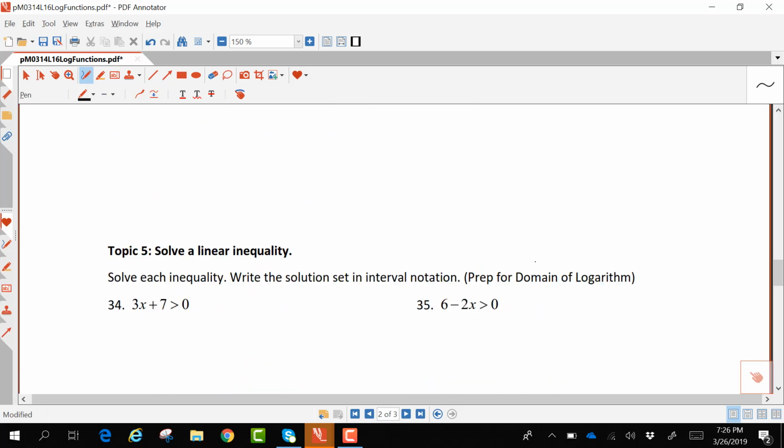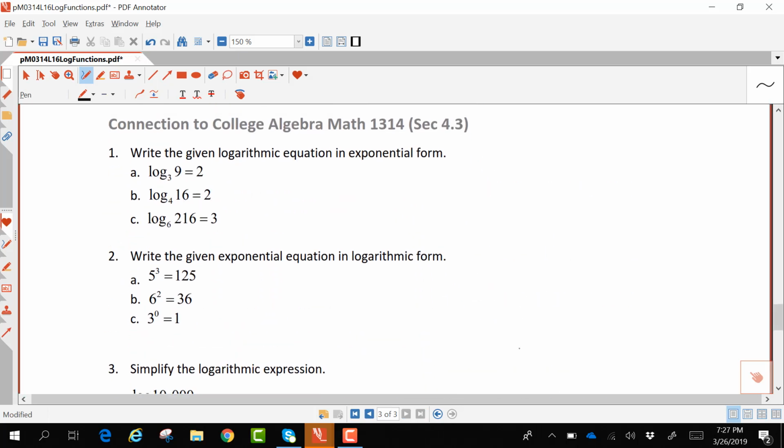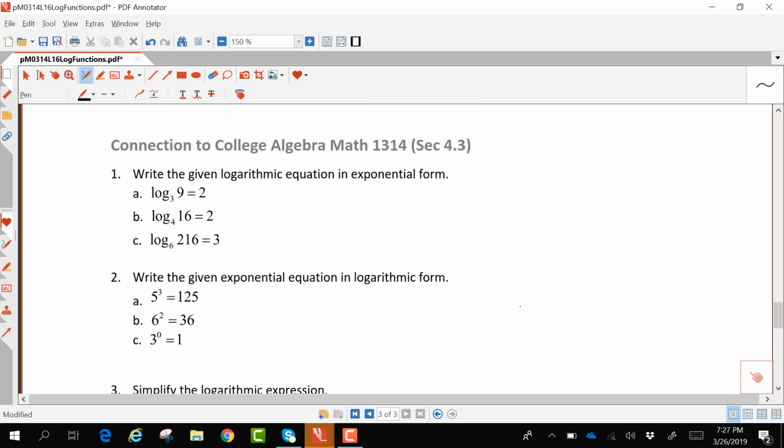I'm going to move down actually to the next page where we're connecting to college algebra. Here is where we finally see logarithms. And the first skill you need to develop is being able to convert a logarithmic equation to an exponential equation and vice versa.